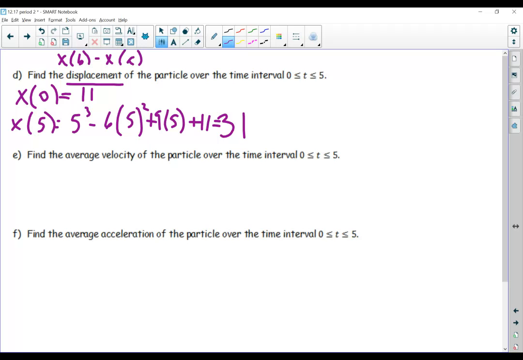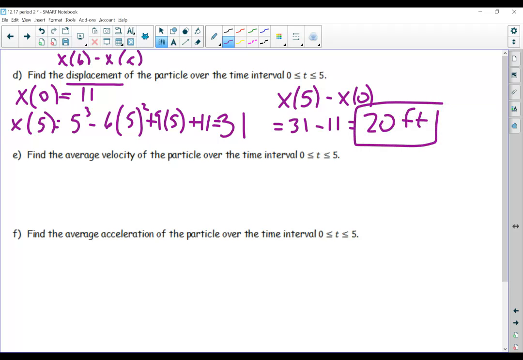And then from there, I'm going to do x of 5 minus x of 0, which is going to equal 31 minus 11, which is 20 feet. So the change in position is 20 feet. Now, here comes some confusing things.